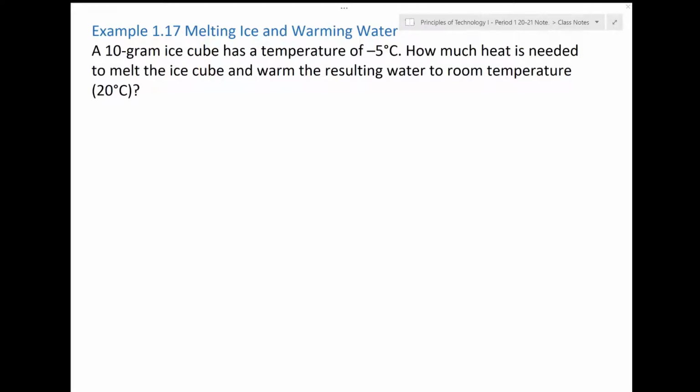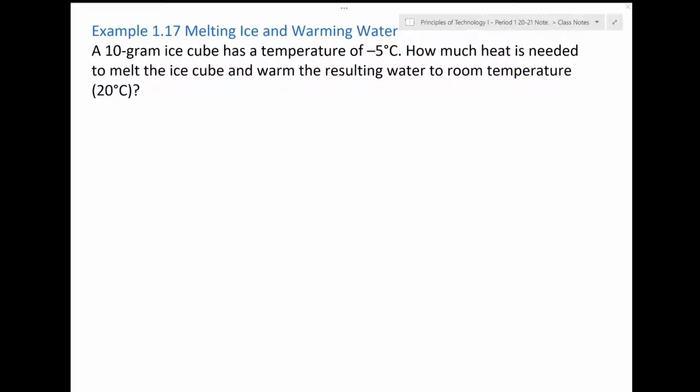This is the last example for section 1.4. A 10-gram ice cube has a temperature of -5 degrees Celsius. How much heat is needed to melt the ice cube and warm the resulting water to room temperature, which is telling us is 20 degrees Celsius?